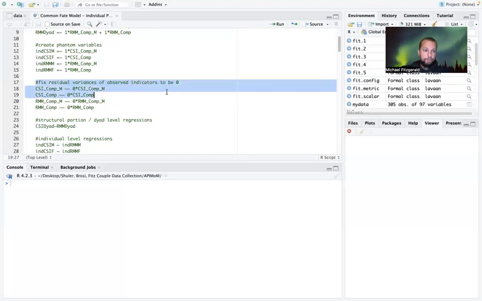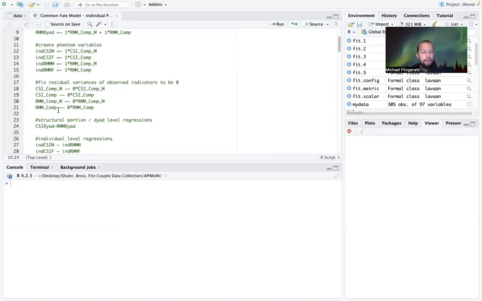Next, I'm going to fix the residual variances of those observed indicators to be 0. Again, this is also for identification purposes. Essentially, I'm fixing the residuals of the observed indicators, the variables that are actually in our data set, to be 0, because I want to push the information that would have been in the residual variance of the observed indicator into the phantom variable. So I want to fix those to be 0.